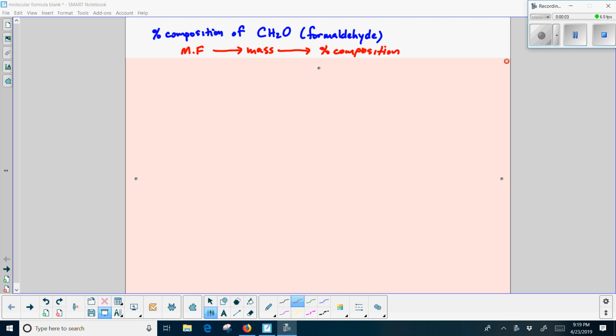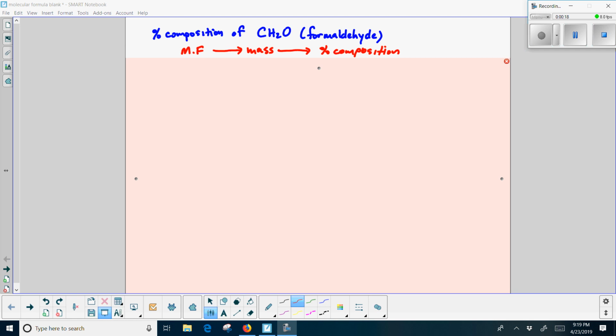Hi everyone, this is Mr. here, and in this video we're going to be looking at percent composition and how we can determine the actual formula or molecular formula of a compound from the percent composition. So I thought I'd start by reviewing what percent composition is.